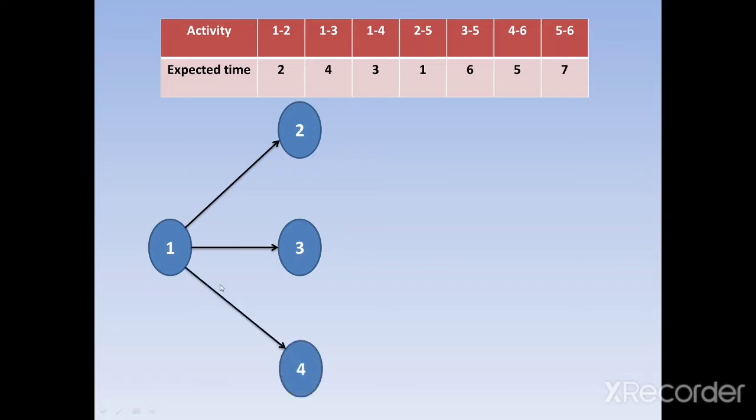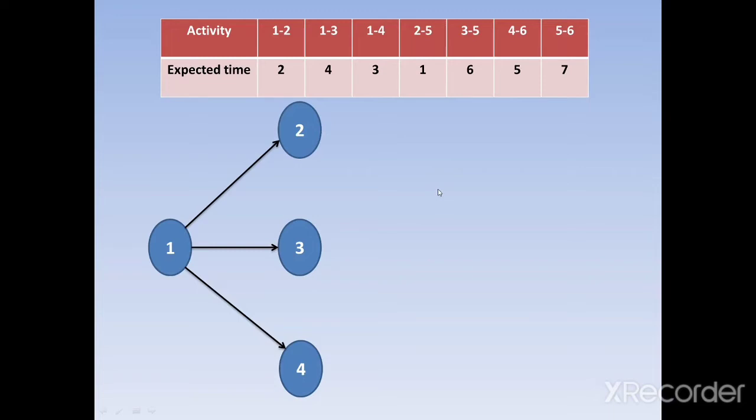The fourth one, and this is the arrow for that 4, and this is activity 1-4. Then to 2-5, the next activity is 2-5. Its starting node is the second node, starting from here. And the next activity, 3-5, starts from the third node and ends at 5. So there are two activities, 2-5 and 3-5, that end at node 5.